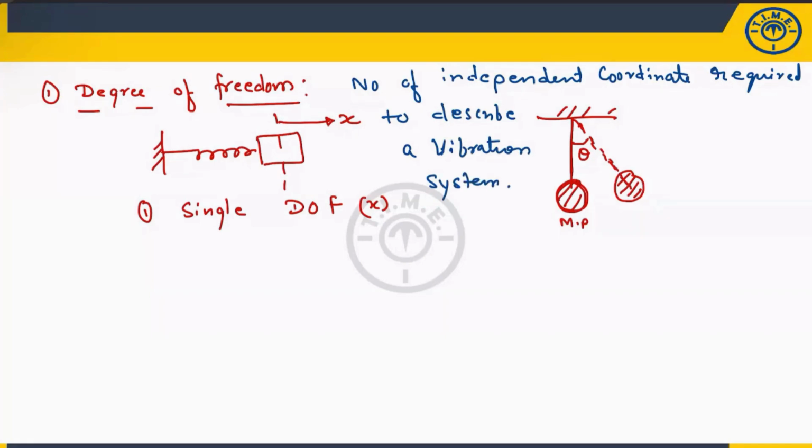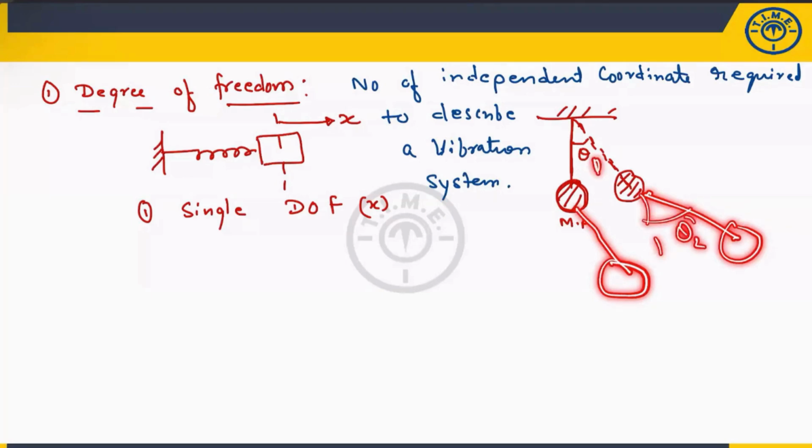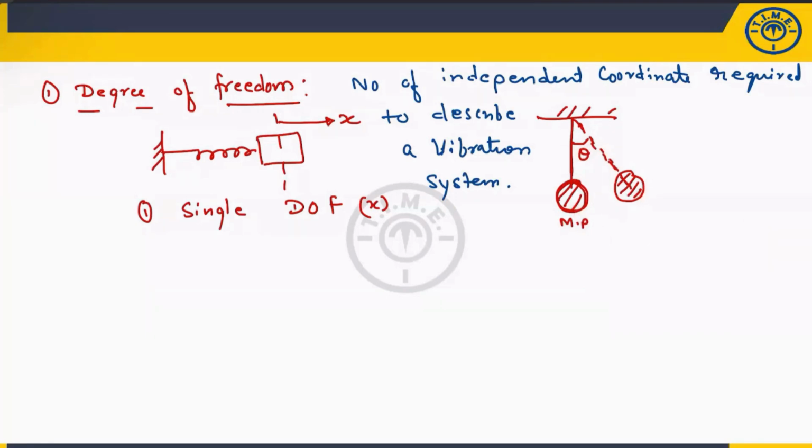So if I talk about two degrees of freedom, let us suppose I am attaching one more string. Now there will be another theta, so this is theta 1 and theta 2. That means two angles are required. That is called a two degree of freedom.